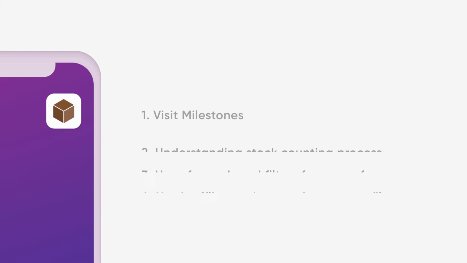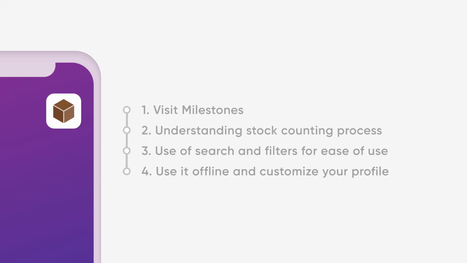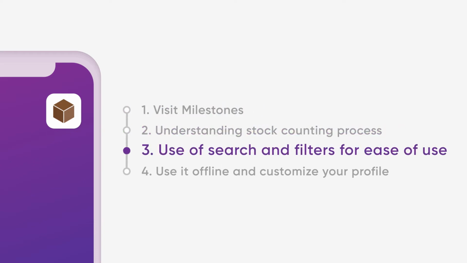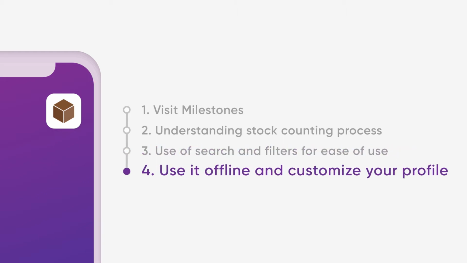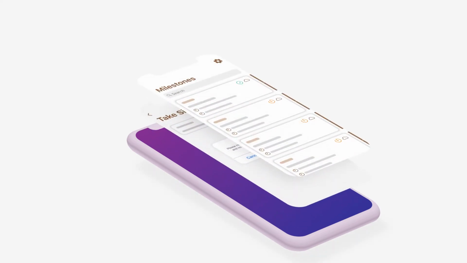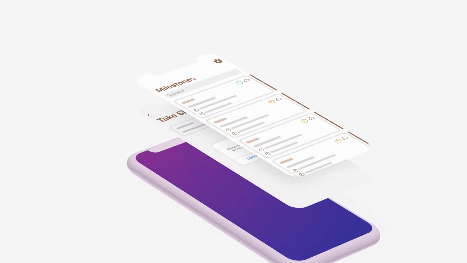I'm here to give you an overview of how to use our tool to digitize your inventory count process. Here we decided to divide the process into 4 parts for better understanding. 1. Visit milestones. 2. Understanding stock counting process. 3. Use of search and filters for ease of use. And 4. Use it offline and customize your profile. By the end of this video, you will be able to completely digitize your stock, take the experience for yourself as well as your team.